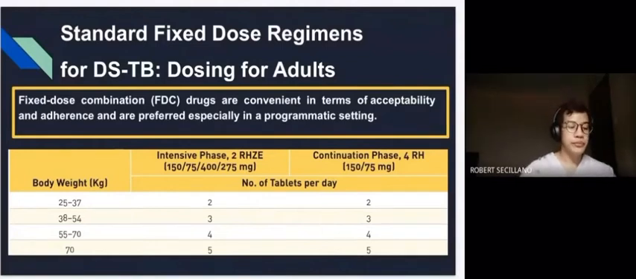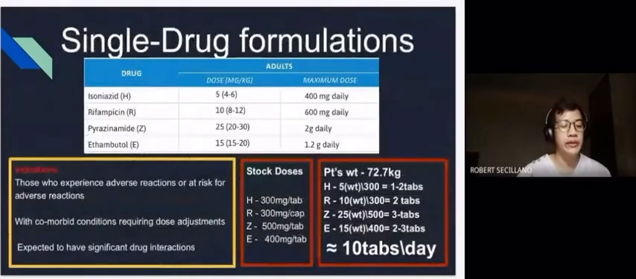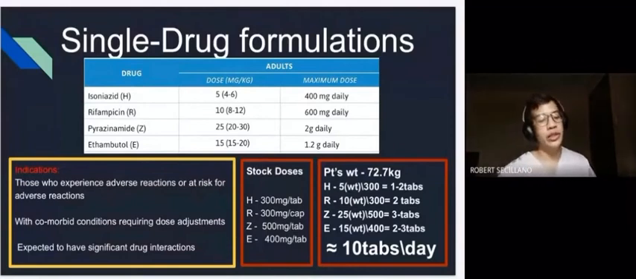Another way is we can give single drug formulation. Single drug formulation is indicated for those who experience adverse reactions or are at risk for development of any drug reaction. Also for patients with comorbid conditions requiring dose adjustments. Also, patients who are expected to have significant drug interactions. So those are our indications for single drug formulation.